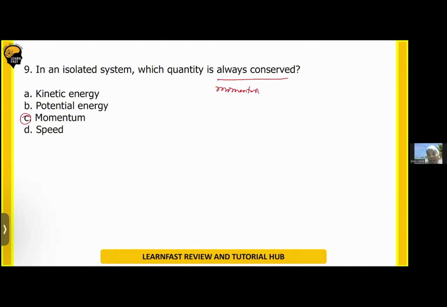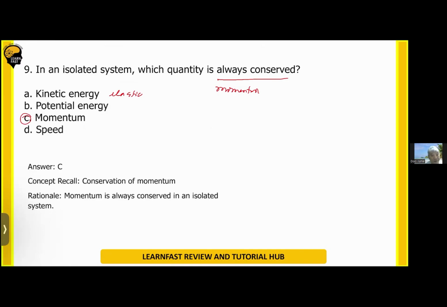Now, kinetic energy can only be conserved in an elastic collision. But in other types of collision, like inelastic, kinetic energy is not conserved. So A, B, D, you cannot conserve always. The quantity that is always conserved in an isolated system is momentum. So the concept is about conserved momentum. Momentum is always conserved in an isolated system.